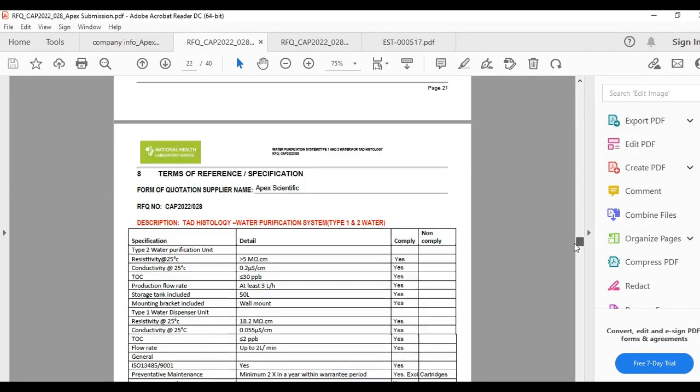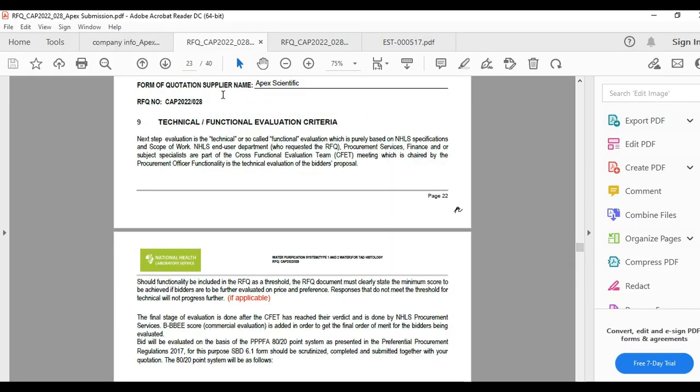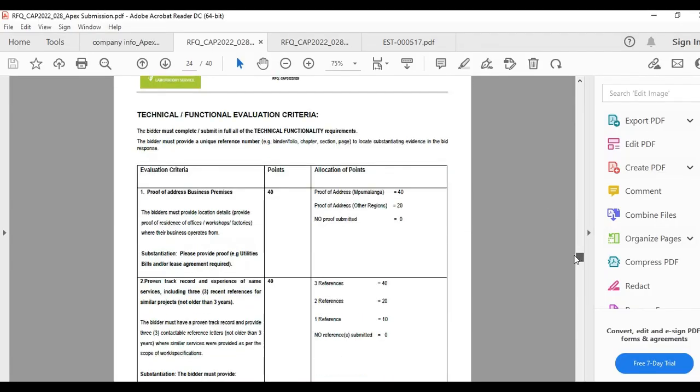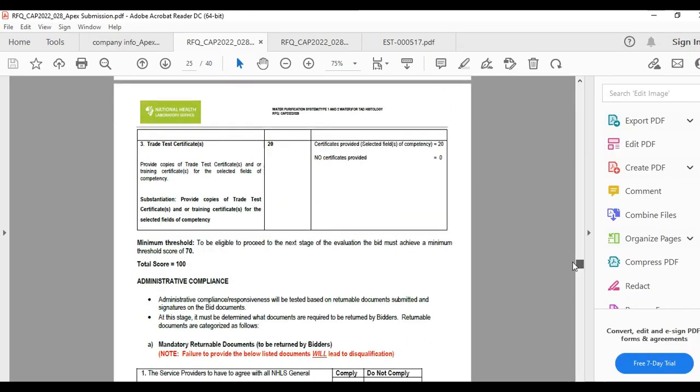Then it's the spec sheet that I went over with you a few minutes ago. The sales rep will need to fill this out. So like I said, you'll say comply or non-comply, whether it fits in the specs or not. Again, completion, supplier name, you'll fill in Apex Scientific there. We don't need to fill out anything here. This is a breakdown of how their point system is going to be calculated, but you should read it out to see how they're going to be awarding this tender.